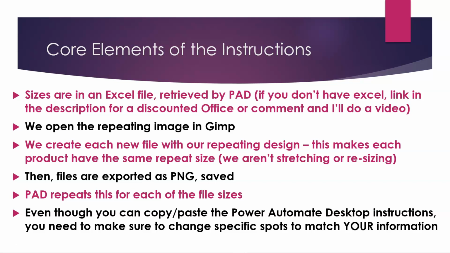Now we open the repeating image in GIMP. We create each new file with our repeating design. This makes each product have the same repeat size. And I mentioned this before, we're not going to be stretching or minimizing the quality of it. We're just going to make the file the size it's needed for all the 76 products. Then the files are exported as a PNG and saved.